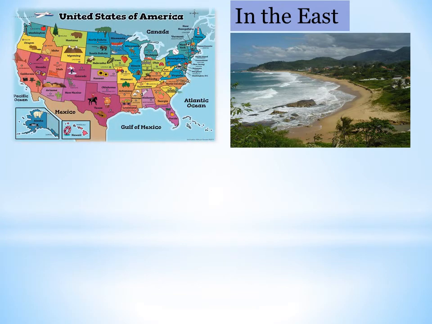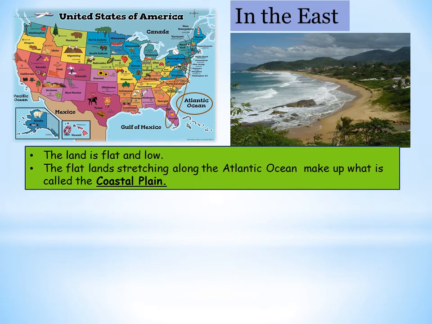Now fasten your seatbelt and let's discover what's in the East. Okay, so let's have a trip that starts in a sandy beach along the Atlantic Ocean. The land here is flat and low, and the flatlands stretching along the Atlantic Ocean make up what is called the coastal plain. It is an area of lowland that lies along the coast of an ocean.